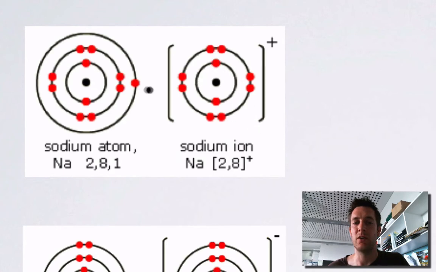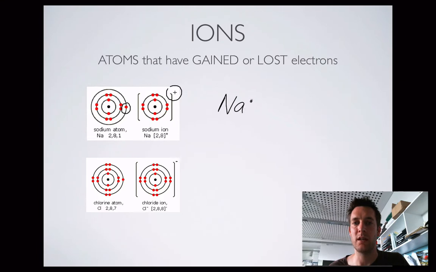Here's a sodium ion that has lost this electron here. Now there's 1 less electron here. So one of the protons isn't being cancelled out, so this ion has a positive charge. So this sodium ion, which has lost 1 electron, will have a positive charge. If you see a positive charge, that electrons have been lost. That will always be the case. The amount of positive charge depends on how many electrons have been lost.